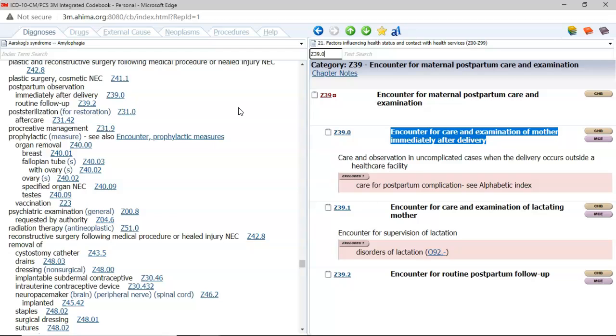Many, many years ago, when I coded, if we had patients that delivered prior to being admitted to the hospital, they delivered in the ambulance on the way to the hospital, but when they got to the hospital, the physician actually delivered the placenta, then that physician would document that he was the one that delivered that baby, and we would code it as a delivery. We did not use this Z code.